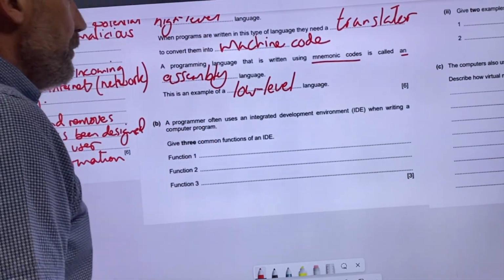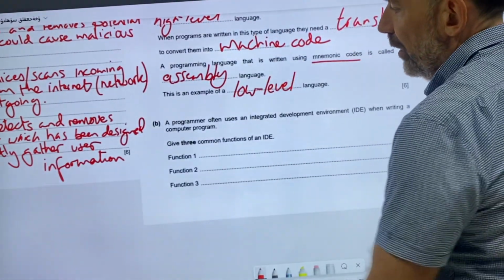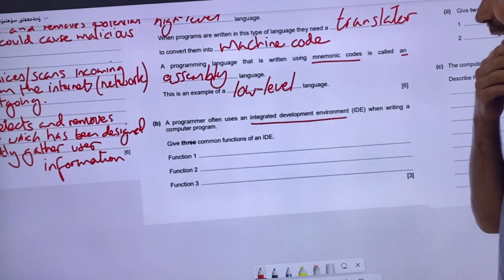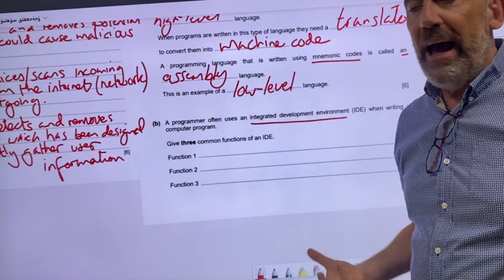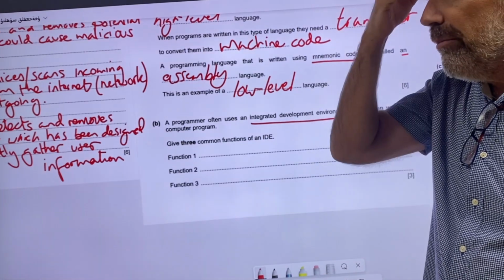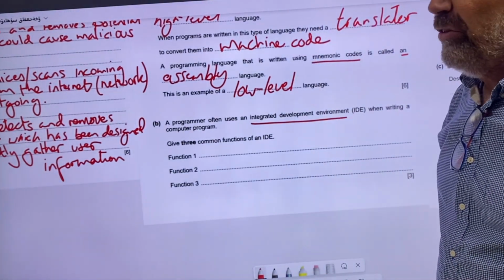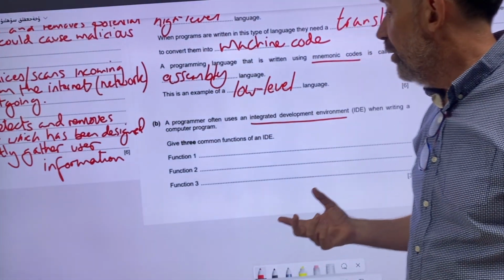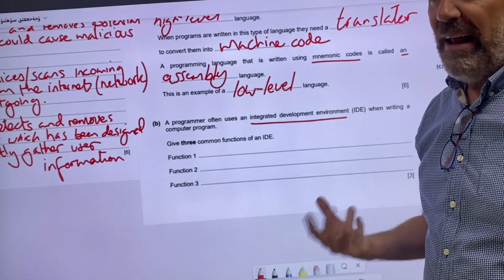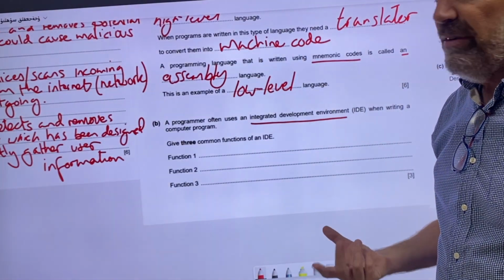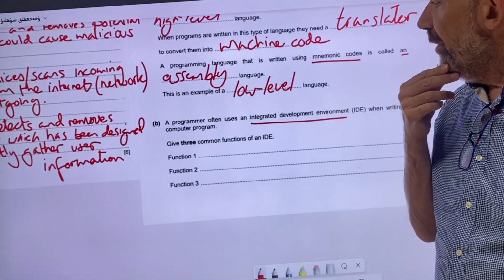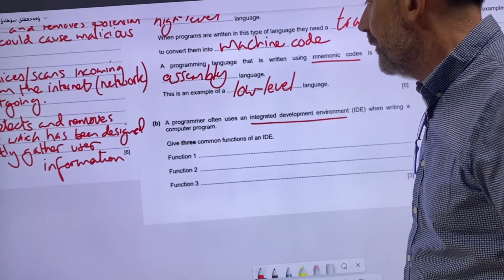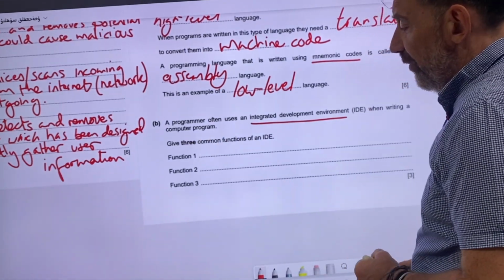Right, what does the IDE do? The programmer often uses an integrated development environment, an IDE, when writing a computer program. It could be something like Python IDLE, it could be Apple Xcode, I suppose. It could be VS Code, that's quite a nice one. It could even be PyCharm or something like that if we're talking Python. So say 3 common functions of the IDE.